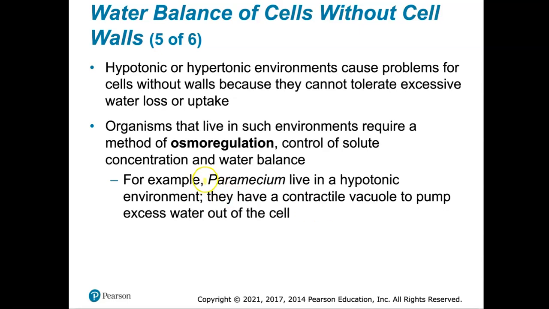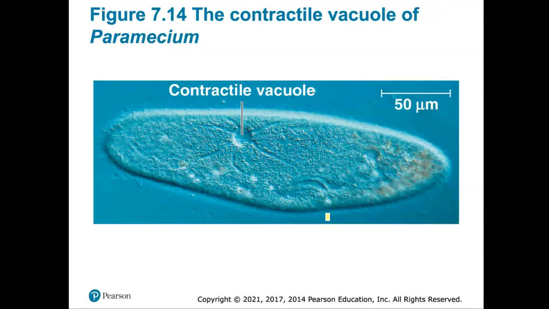This page has an example about the paramecium that we saw on the very first slide of chapter 6. Paramecium are protozoans. They're unicellular. They have eukaryotic cells, so they have a nucleus and organelles, and they have a special organelle called a contractile vacuole. Paramecium is a type of protozoan. It's in the kingdom Protista, and it lives in fresh water, so it's constantly taking on water because the water is hypotonic compared to inside of the paramecium. So it has a contractile vacuole that pumps water out of the cell so that it won't swell up and burst.